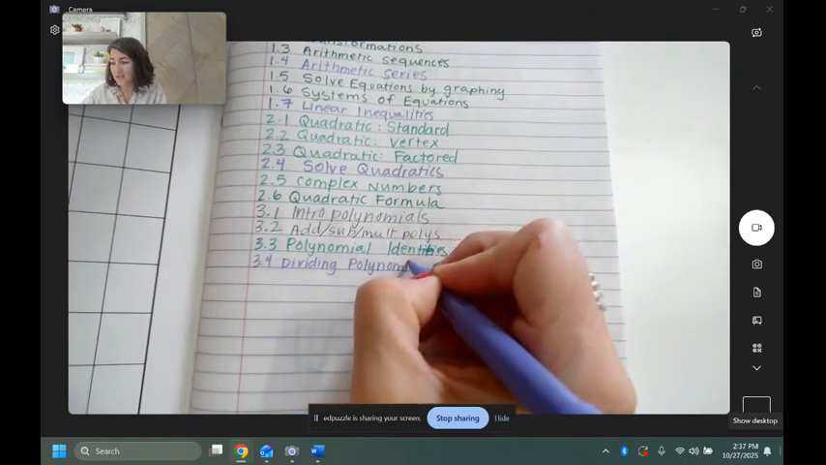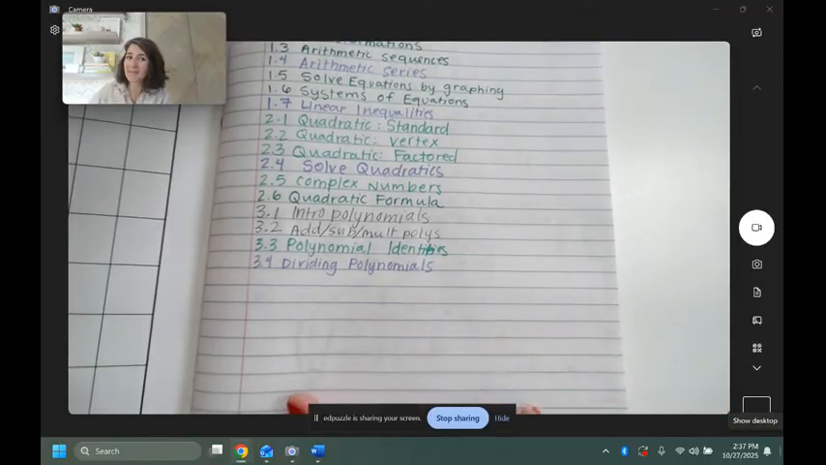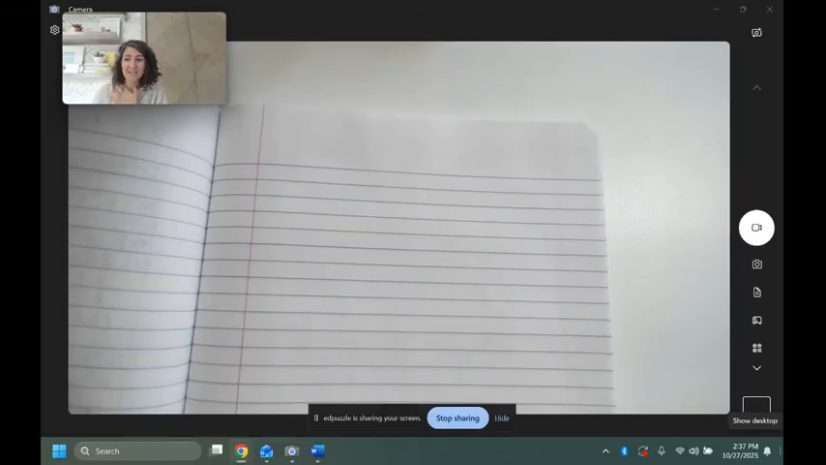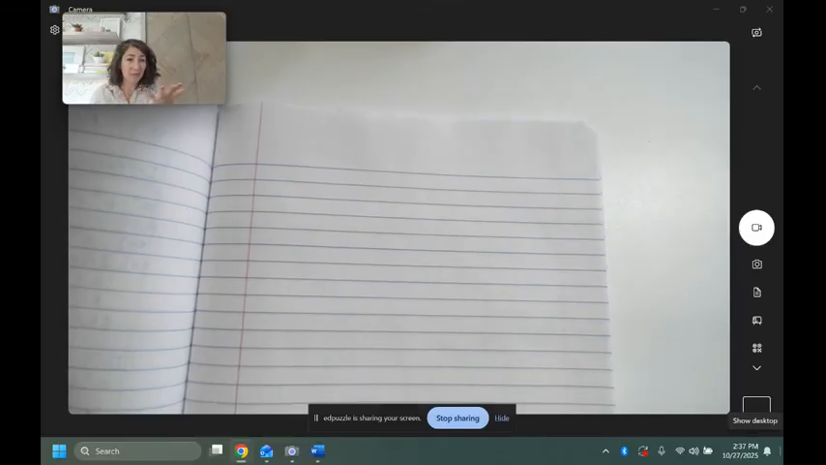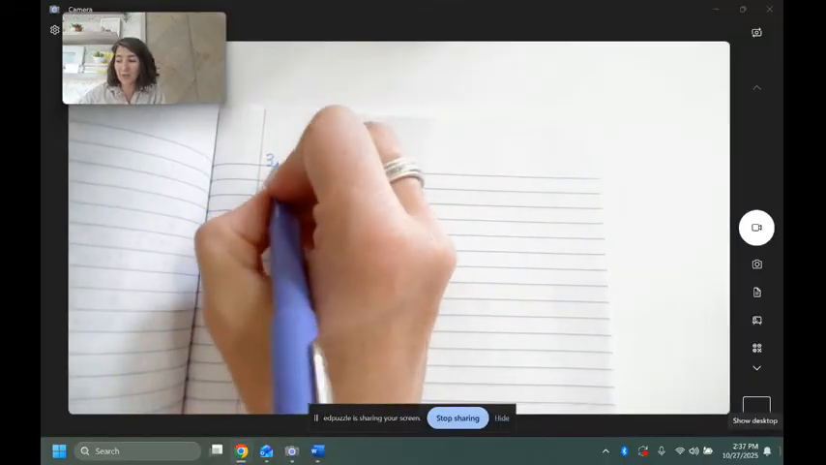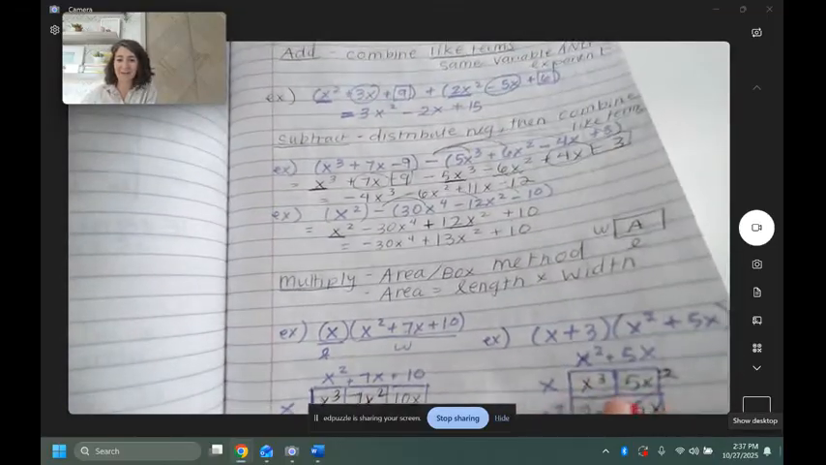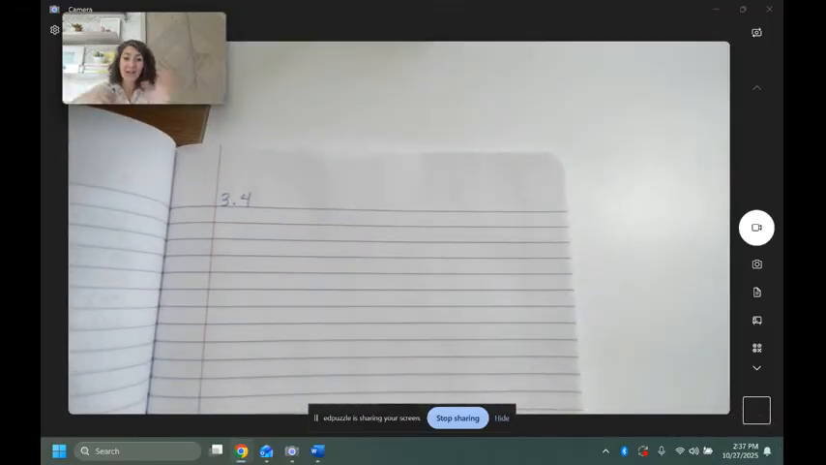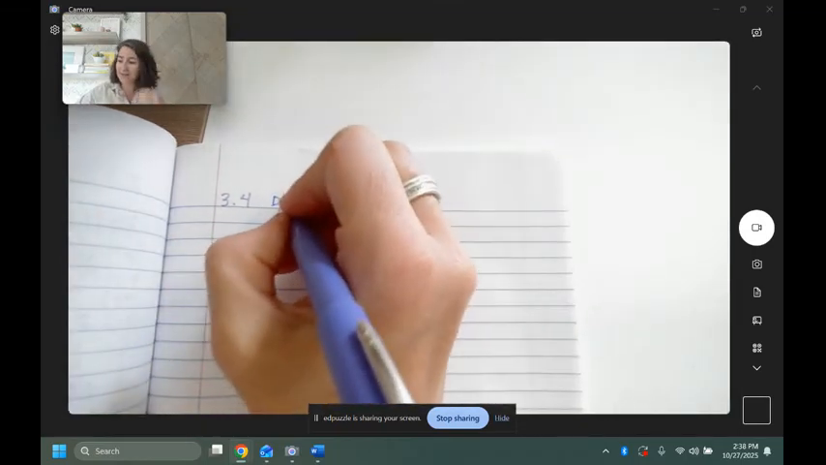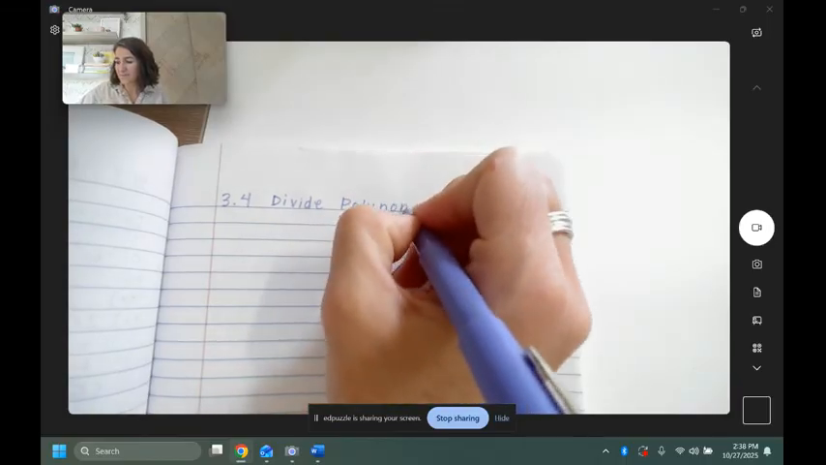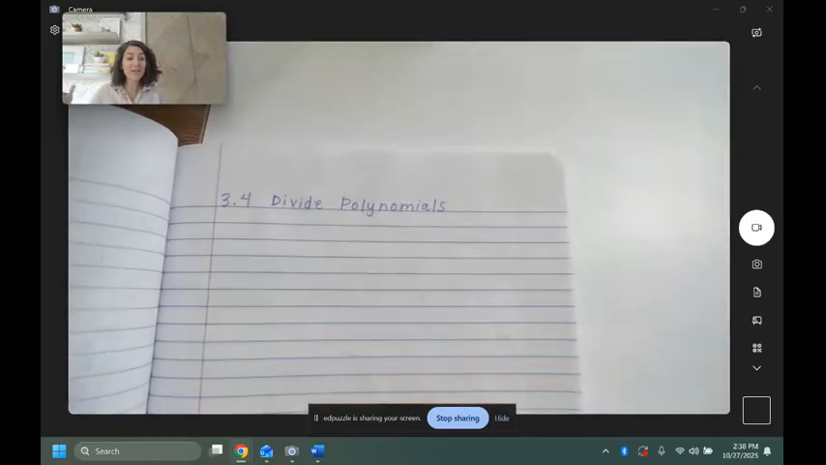There are several different methods to dividing polynomials, like long division or something called synthetic division. I'm going to teach a method that I find students are able to connect to a little bit better using the area method, which is why when we were multiplying, I required you to do the area method. Because of that, it's just going to make this stuff a little bit easier to keep everything straight.